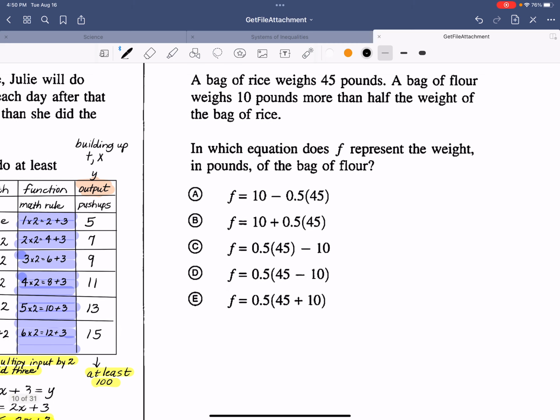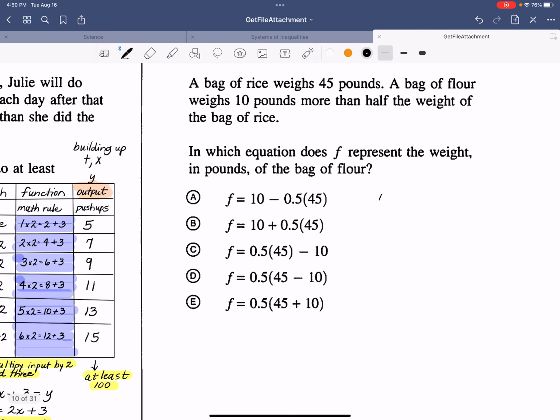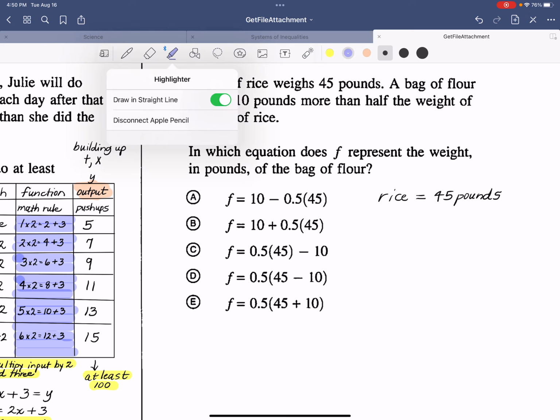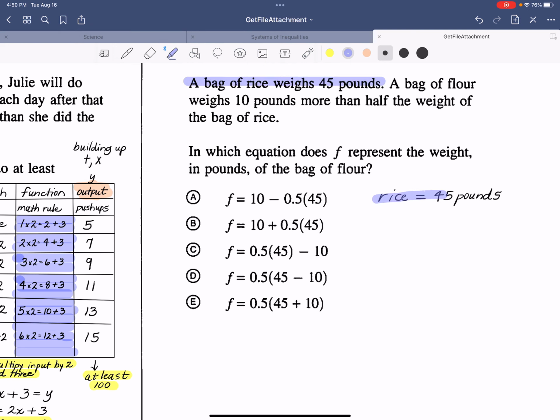Okay, so let's take what we know. We know that the bag of rice equals 45 pounds. That part I can just write down and be glad they were nice to me. So here is that equation.